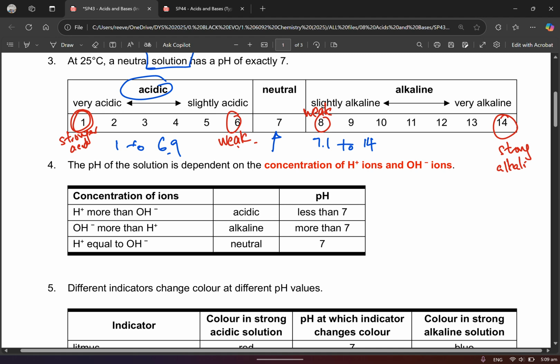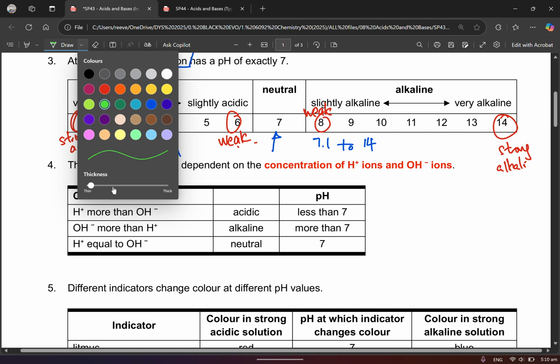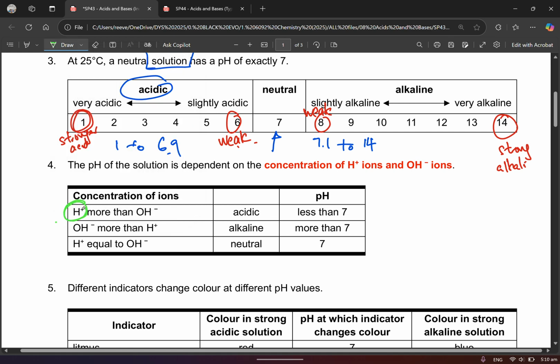So another way to look at pH, other than it's just a number, is actually the concentration of ions. There are two ions that we are interested in. The first one is the H plus, the second one is the OH minus. So we always compare these two ions. Why? Because these are the definition for acid. Acid is a substance that produces H plus ions when you dissolve in water. Alkali is a substance where it produces OH minus when you dissolve in water.